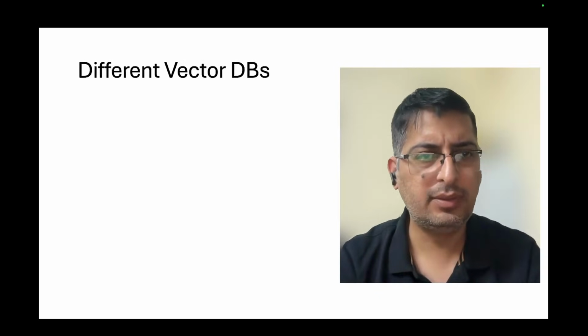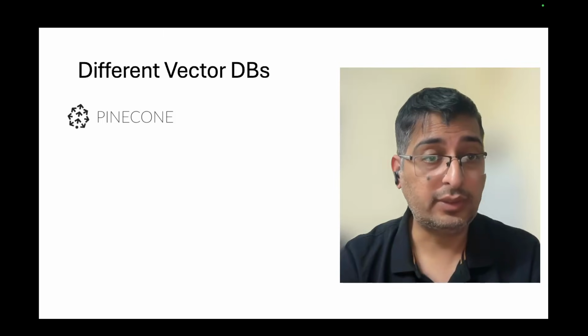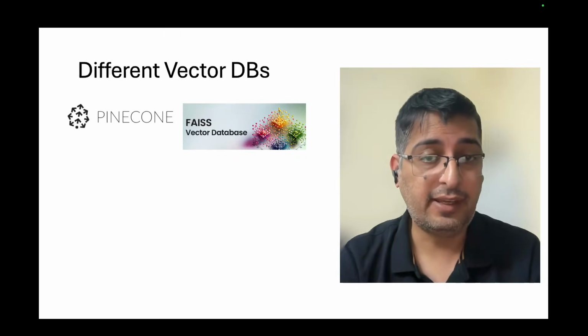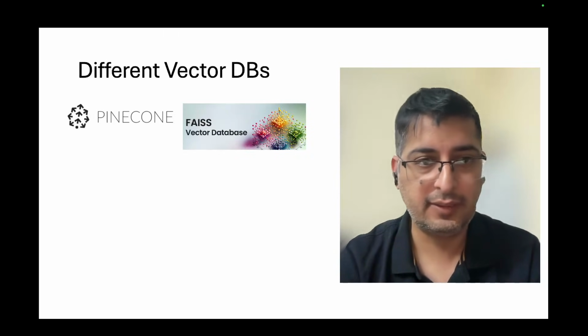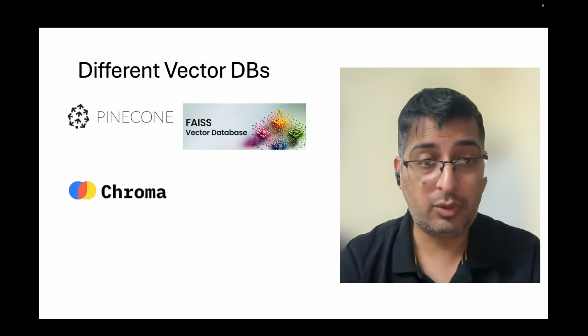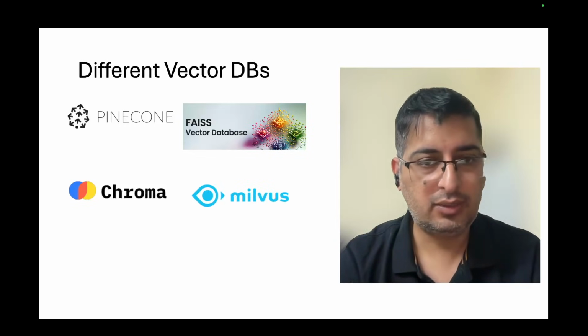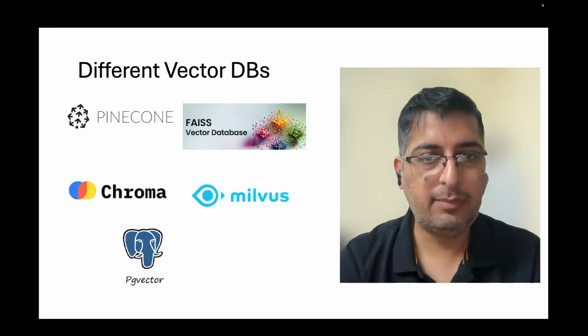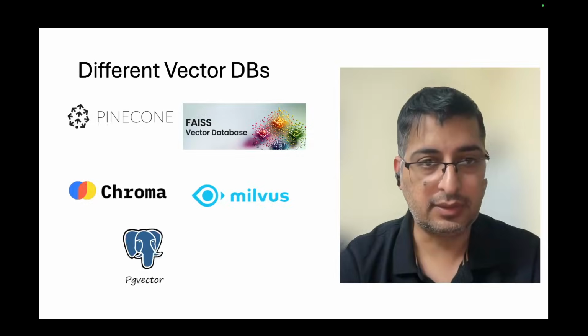Now there are many VectorDBs available. I'm listing a few of the famous ones. Pinecone, FAISS. FAISS is by Facebook, and this is one of my favorites. It's very simple and very easy to use. Then Chroma. Chroma is also very popular, especially with people who work on LangChain. They use Chroma. Milvus, it's also very famous. PGVector is by Postgres, and it is also very famous.